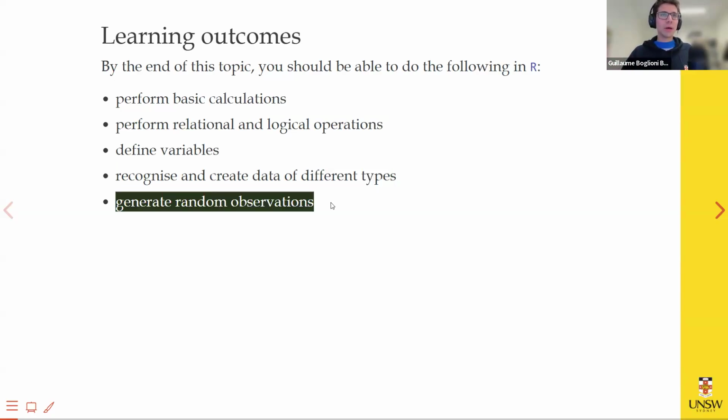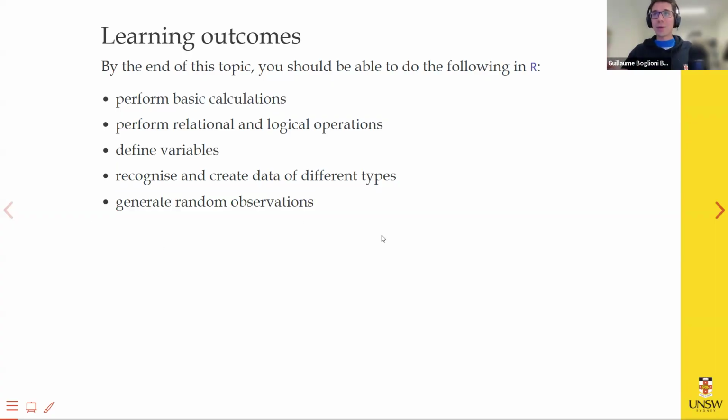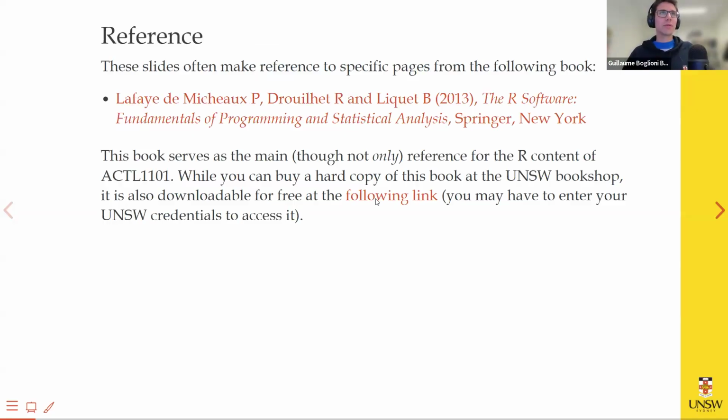And then the last part will be tied to the probability content of the course. We'll see how to generate random observations. Actually, the small example I presented just now on Ed was actually that. I actually generated a random sample from the normal distribution. But we'll explain that in a bit more detail towards the end of this lecture.